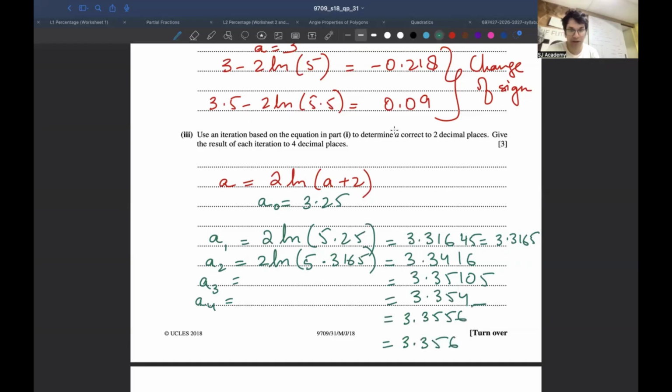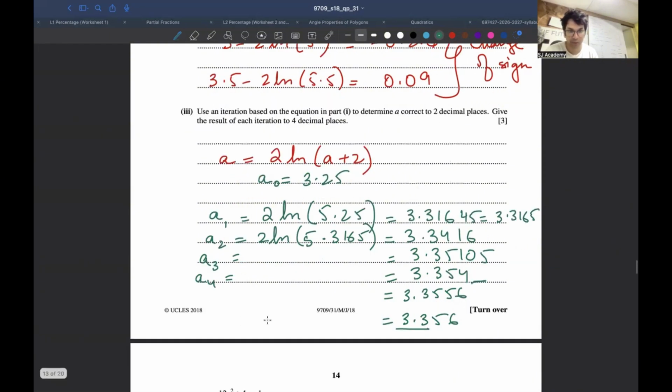So now the final answer, we can write it as 3.36. So the final answer for A will be A is equal to 3.36.